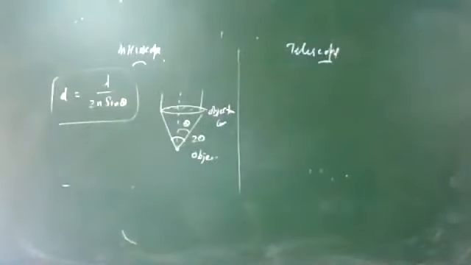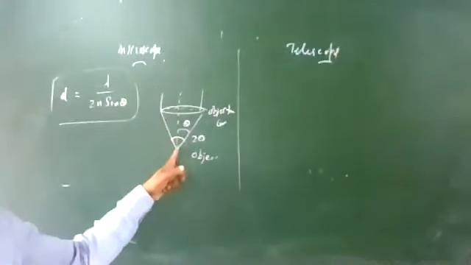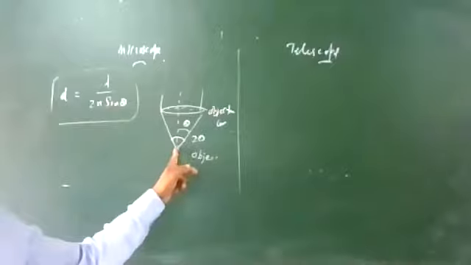This is the limit of resolution. You have to learn this equation: lambda divided by 2 n sin theta is the limit of the resolution. So the minimum distance that can be seen separately depends upon the wavelength and the refractive index of the medium where the object is placed, between the objective lens and the object.